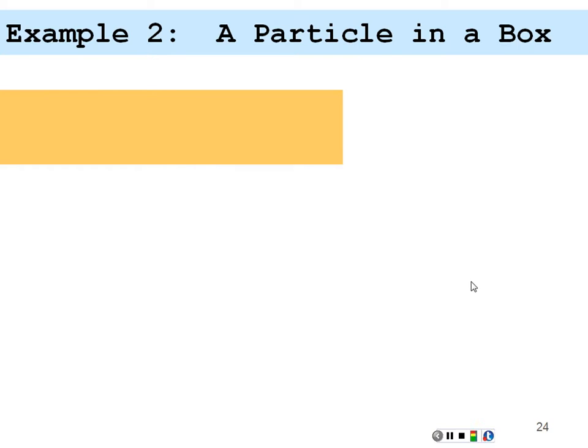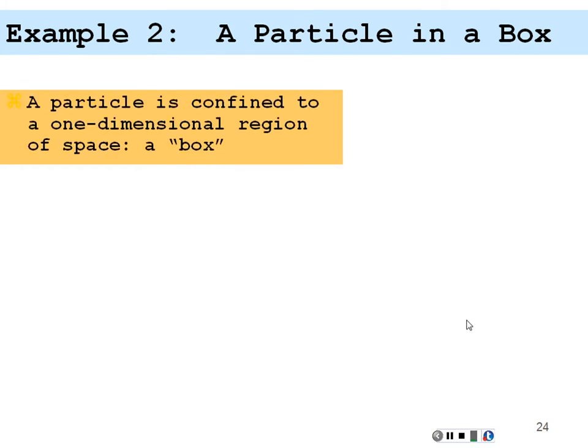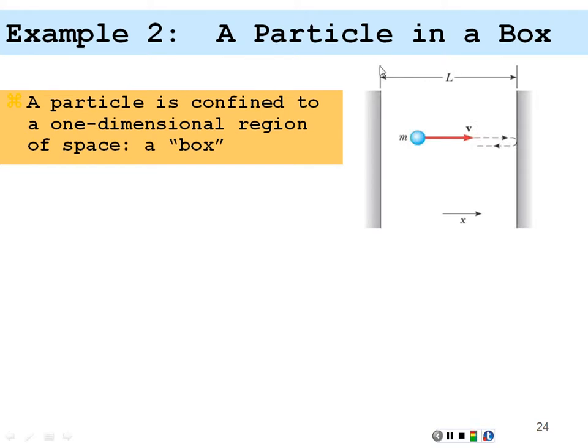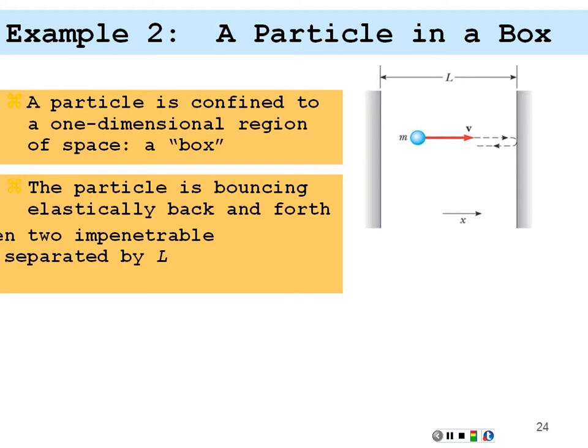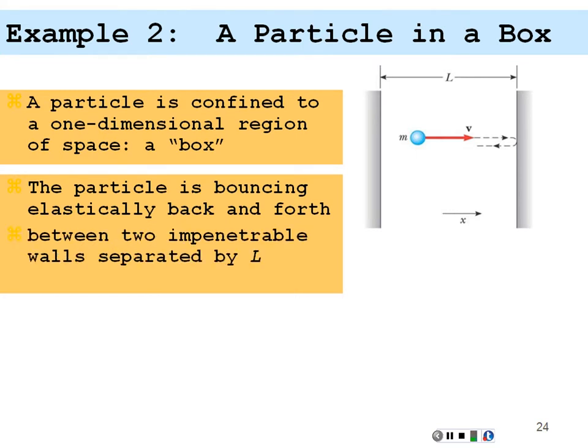Let's try another example. Let's look at a particle confined to a one-dimensional region of space. In other words, a particle confined to a box. So we have two limits. We have one wall on the left and a wall on the right, and the particle is constrained to move and bounce off these walls. So it bounces back and forth elastically, so it's not losing energy as it's bouncing back and forth between two impenetrable walls separated by distance L.